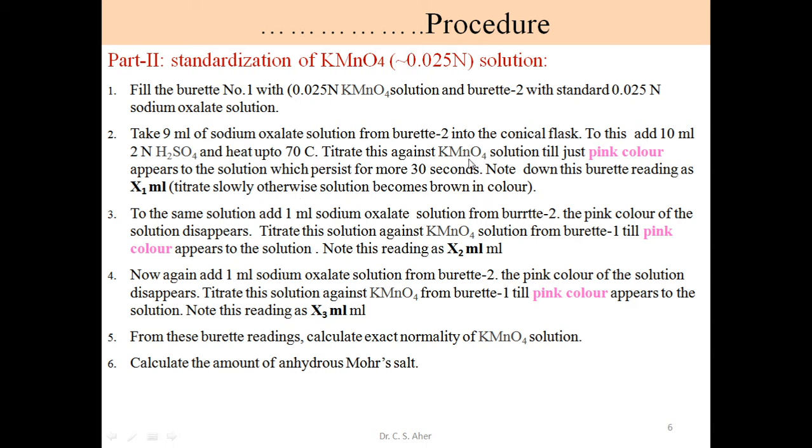Titrate slowly, otherwise the solution becomes brown in color. So the addition of KMnO4 is very slow. This reaction is slow, so we heat it to 70 degrees. We add the KMnO4 slowly, and then we get a faint pink color. As soon as we get the faint pink color, we note this reading as x1 ml.